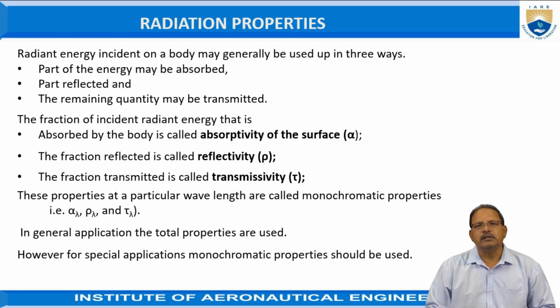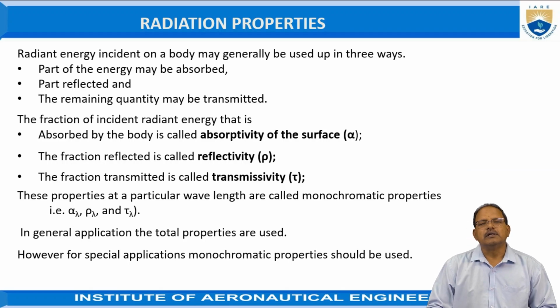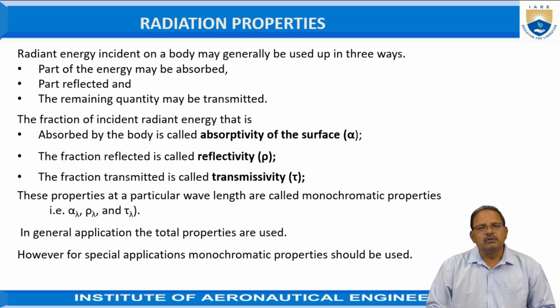But some other bodies are there. Part of the incident energy is absorbed, and some part may be reflected. Some more is transmitted. So depending on the type of the object, the heat energy flows. It may be absorbed, it may be reflected, it may be transmitted.